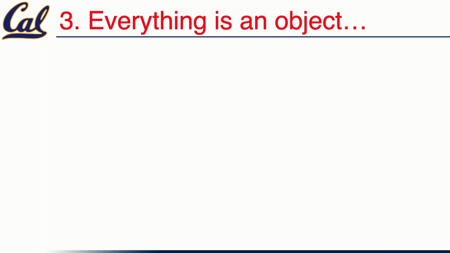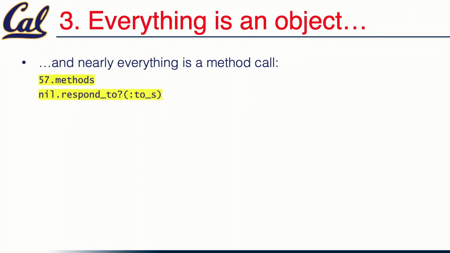Everything is an object. This is another one of those things of, please, if you remember only a couple of things about Ruby, remember this one. Everything is an object. Everything, even a lowly integer like 57, 57 is an object. There's a number of methods that 57 responds to. And in fact, the way that you call any method on an object is with a dot. So I can ask nil, for example, which is the special value that represents one of the falsy values, if it responds to the method to_s, which is to convert something into a string. I can ask the number 57, what methods does it respond to?